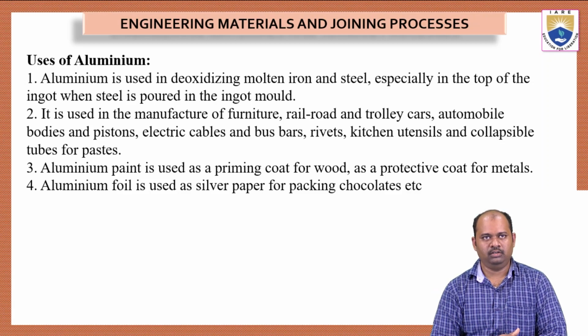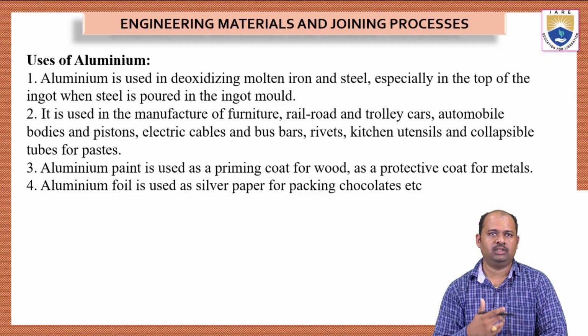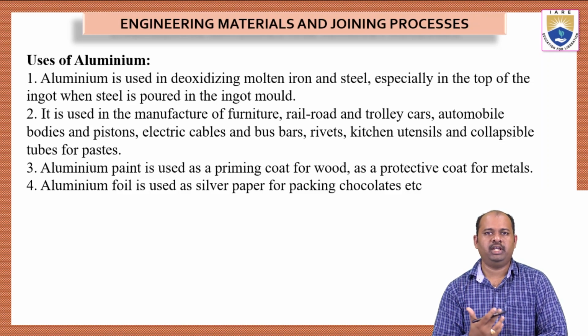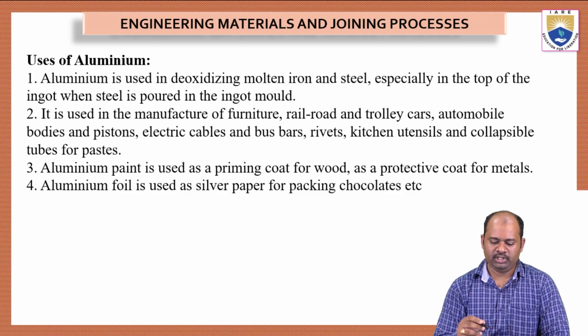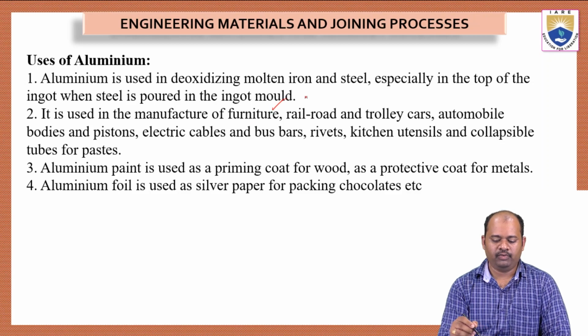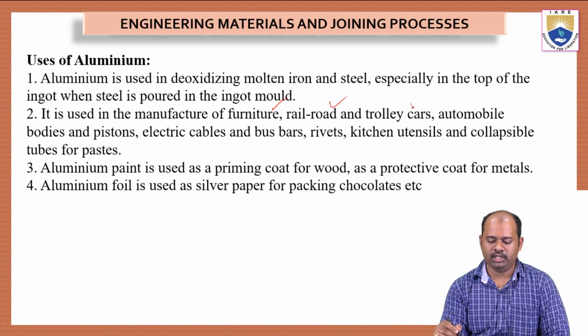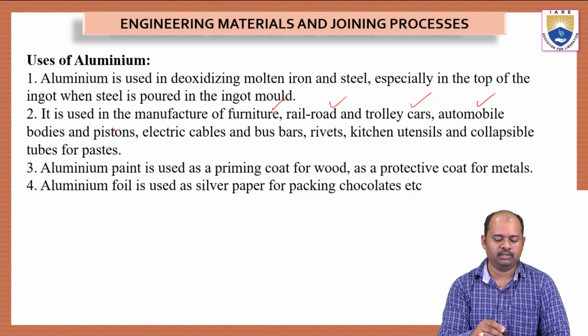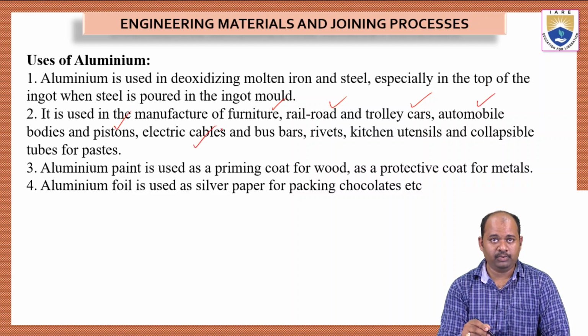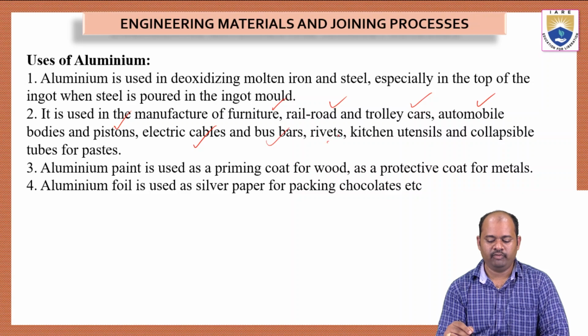The second use is in the manufacture of furniture, railroad and trolley cars, automobile bodies, pistons, electric cables, bus bars, rivets, kitchen utensils, collapsible tubes for paste, etc. So these are all the applications of aluminum. Furniture is made of aluminum, as are railroad and trolley cars, automobile bodies, pistons, electric cables, bus bars and rivets. Mostly rivets are made of aluminum only.